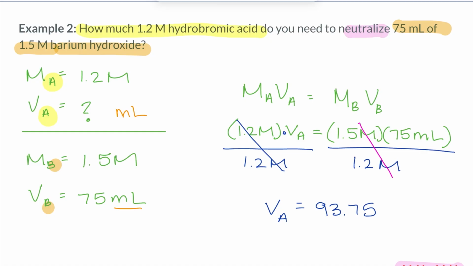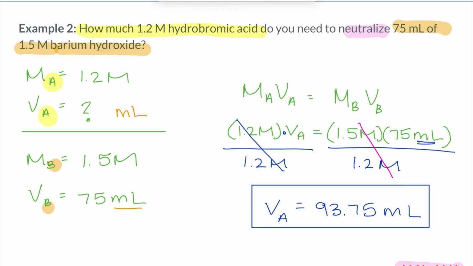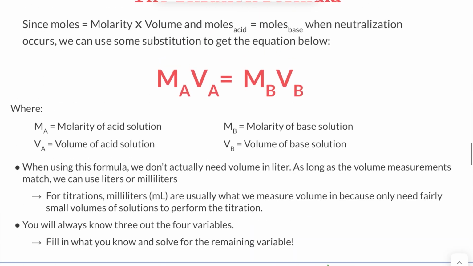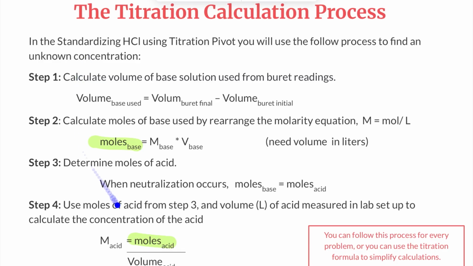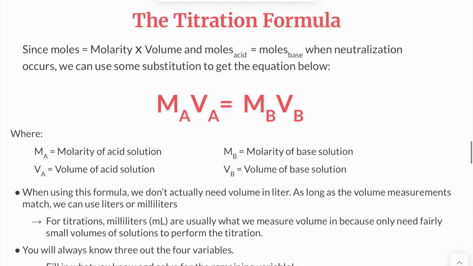93.75. And then that unit, milliliters, is the volume of acid that I would need. And so this neutralization formula or equation allows us to find any part of that. If we were doing this process up here, we would have to switch around. Are we starting with an acid, a base? So there would be some reorganization of these steps. And so that's why if you have all that information, that titration formula is nice to work with.